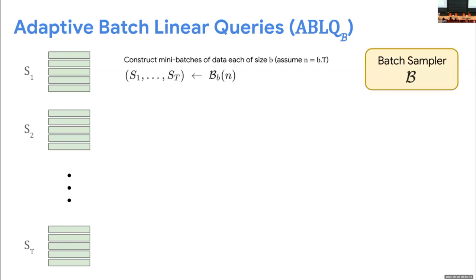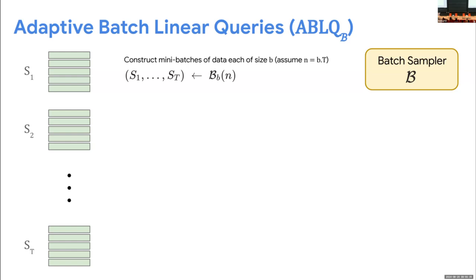So you have this batch sampler, which arranges your data set into T batches, each batch of size B. I'll be thinking of a single epoch here. Single epoch means that the number of examples is batch size times the number of batches.